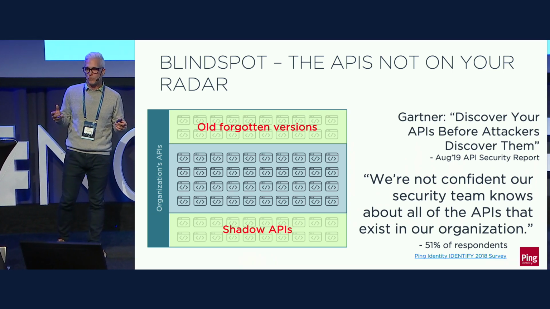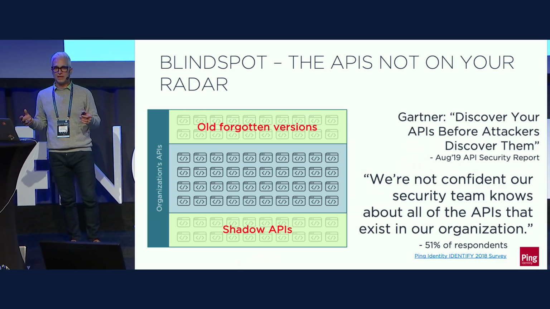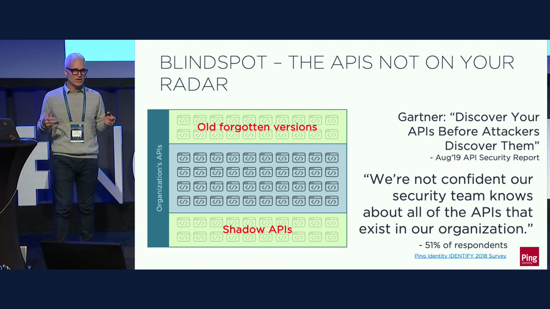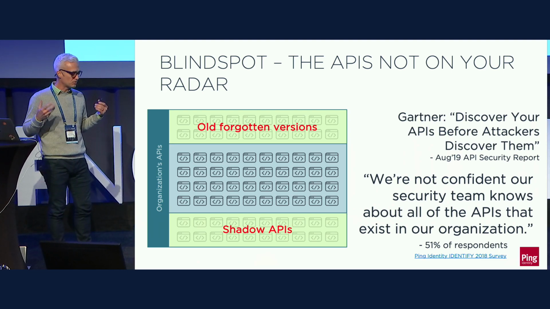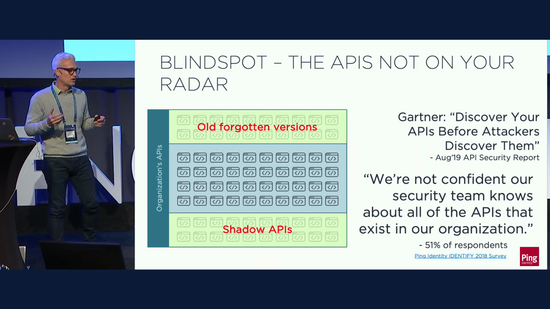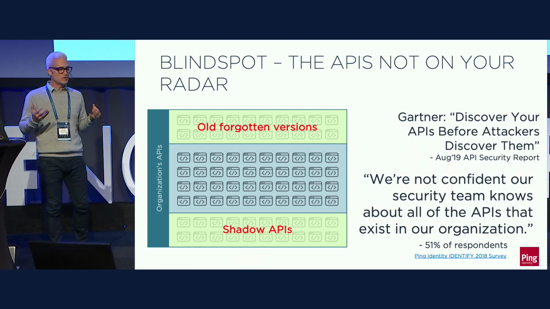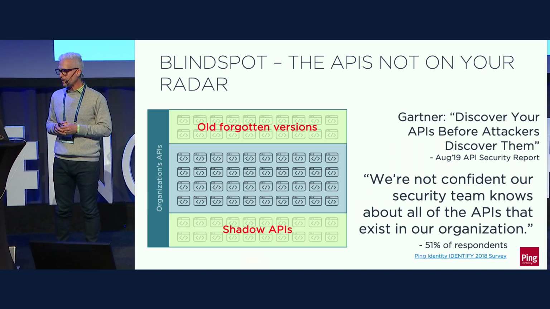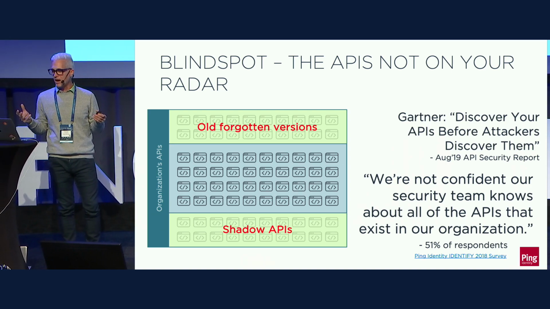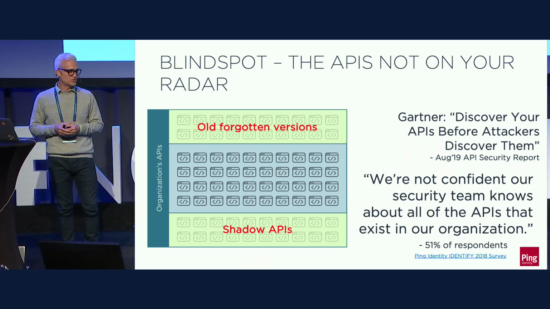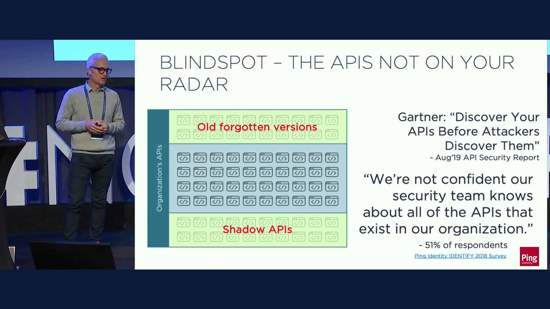Another name that I have for the implementation detail is shadow APIs. APIs that are not known, from a security perspective, to people who should be responsible to scrutinize the APIs. So that's one of the reasons why there's a visibility gap when it comes to APIs in many organizations.